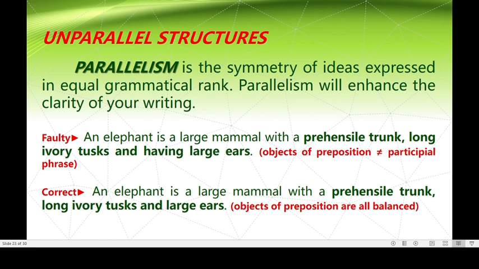When we say, an elephant is a large mammal with a prehensile trunk, long ivory tusks, and having large ears, that is a faulty sentence. The objects of the preposition are not equal to the participial phrase. To correct it, we may say, an elephant is a large mammal with a prehensile trunk, long ivory tusks, and large ears. This time, the objects of the preposition are all balanced.